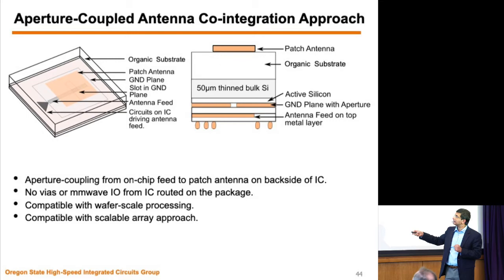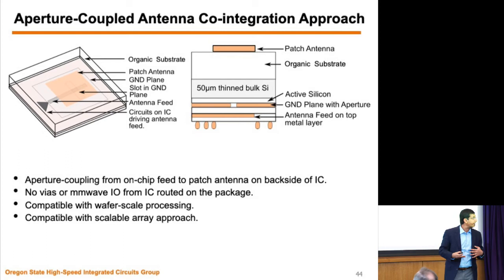So what we then do is we thin the silicon at the back side of the IC because we are usually dealing with medium resistivity substrates. If you have a high resistivity substrate, you can get away without it. But once you thin this silicon, you can put another layer and bond it to the wafer. And then you can define a patch antenna on that layer. And what we are doing is we are aperture coupling from this feed through the slot into the patch. And aperture coupled antennas are a well-known wideband antenna approach.